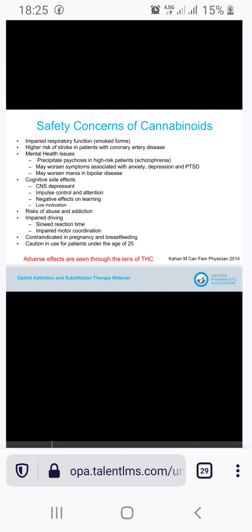I alluded to the fact of THC and its effect on the dopamine system and reward system. So certainly there are risks of abuse and addiction with long-term use. Impaired driving, so that goes back again to that cognitive side effect of slow reaction time, impaired motor coordination. It's contraindicated in pregnancy and breastfeeding.